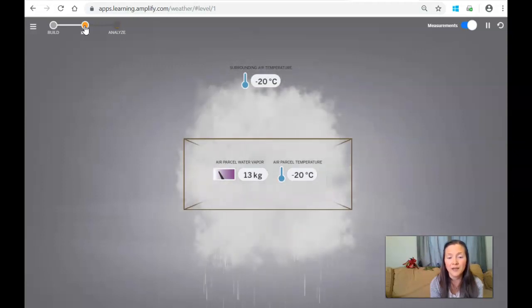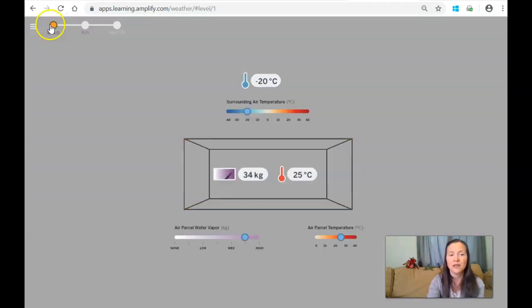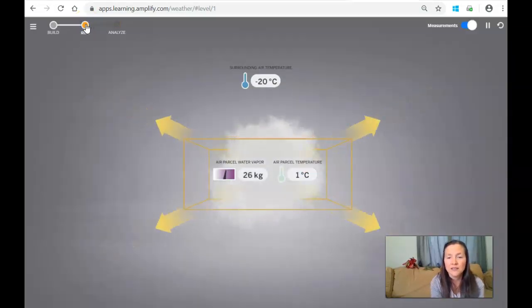I see some rain. How did that happen? Okay, let's try that again. So negative 20, 25 here, medium high here. Let's run it again. Okay, I see some energy going out.